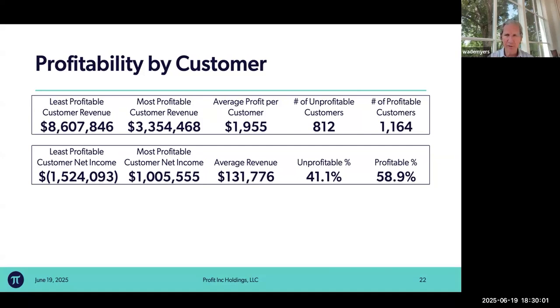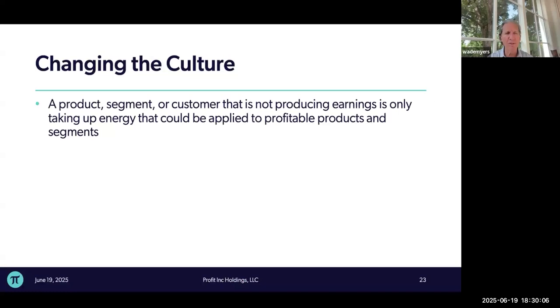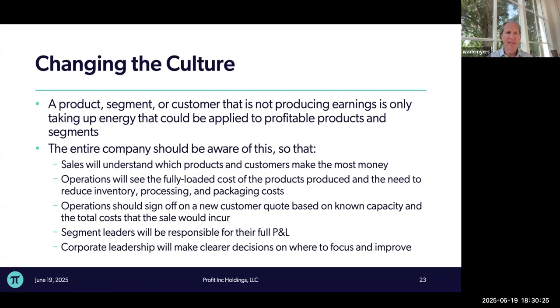But again, when you allocate all the expenses properly, the truth comes out. Now, one thing that's really important in terms of this phase of improving profitability is really changing the culture. And in helping the entire company understand if there's any products that we're shipping that are unprofitable or any segments that are unprofitable or any customers that are unprofitable, that just gets in our way of increasing our profitability. We need to really take action on that. And the entire company needs to understand this.